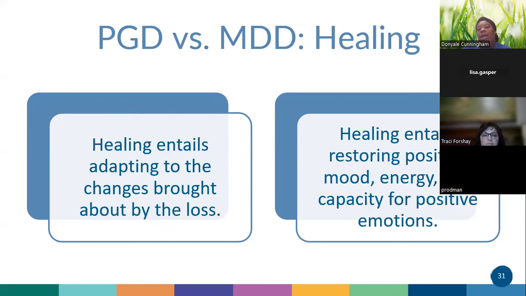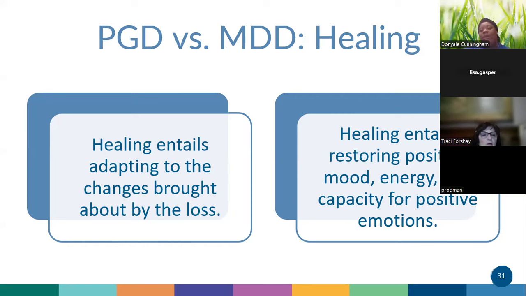Looking at healing. For prolonged grief disorder and major depressive disorder, healing entails adapting to the changes brought about by the loss. And for NDD, healing entails restoring positive mood, energy, and capacity for positive emotions. As we have seen in these last couple of slides, prolonged grief disorder and major depressive disorder have a lot of similarities. However, they are different in their own way.